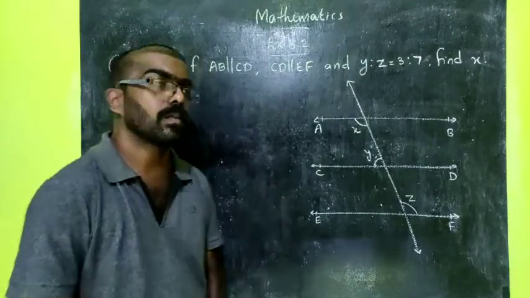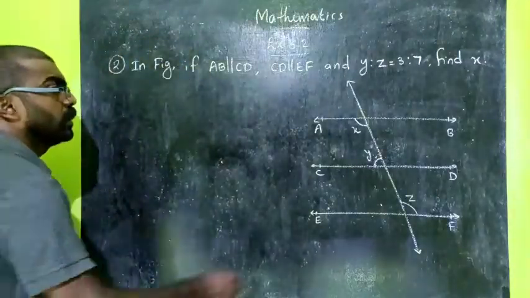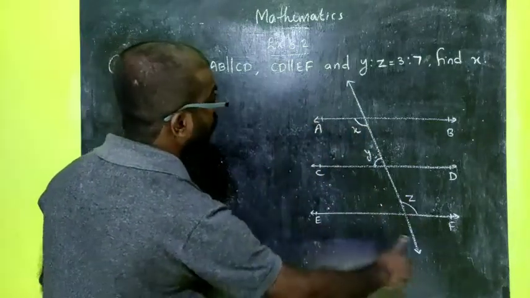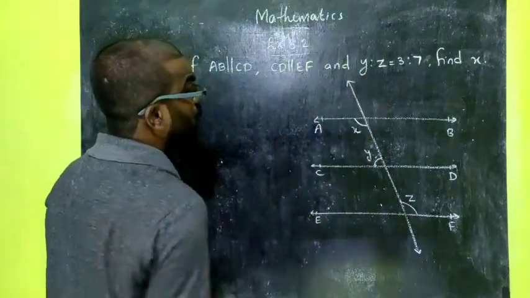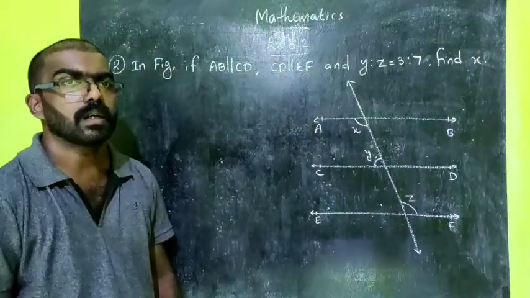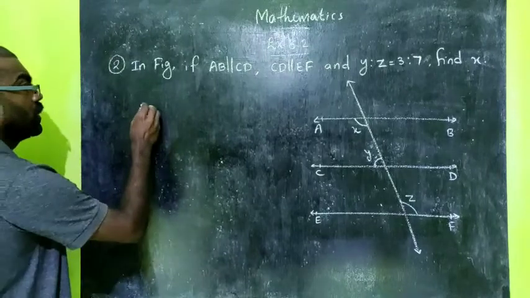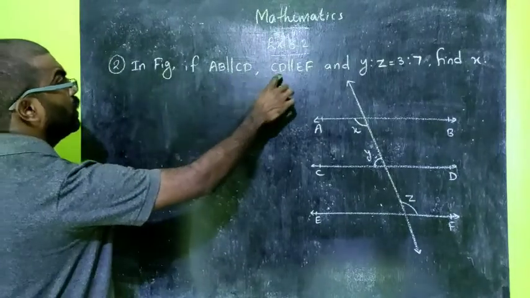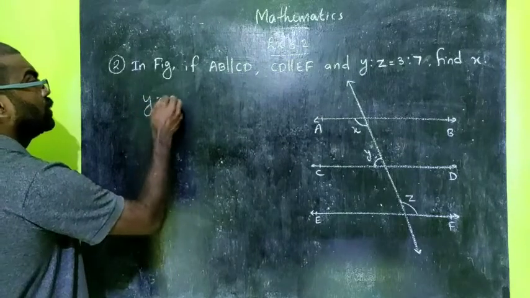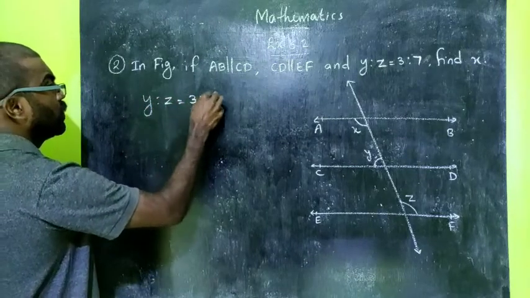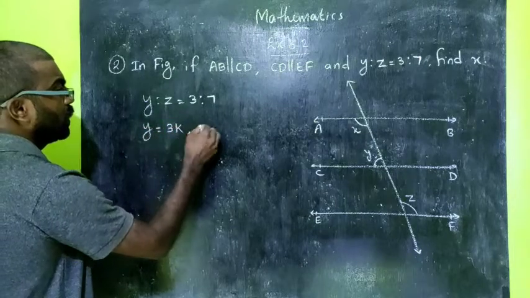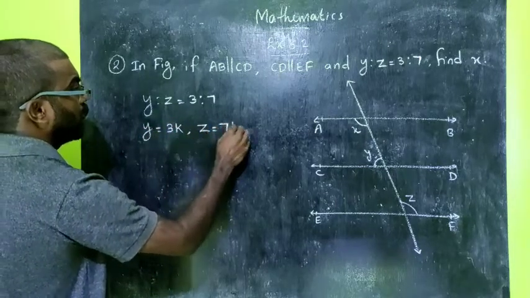Now we move on to question number 2. In figure, if AB is parallel to CD and CD is parallel to EF and y is to z is equal to 3 is to 7, find x. So here it is given that AB parallel to CD and CD parallel to EF, then y is to z is equal to 3 is to 7. Here we can take the y value as 3k and z value as 7k.